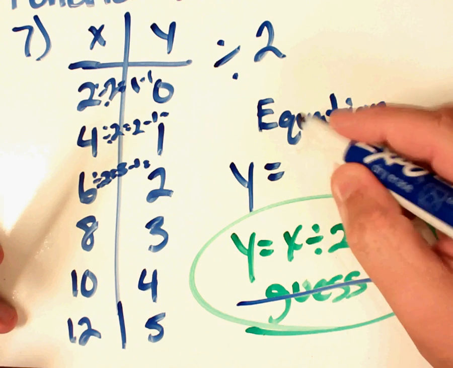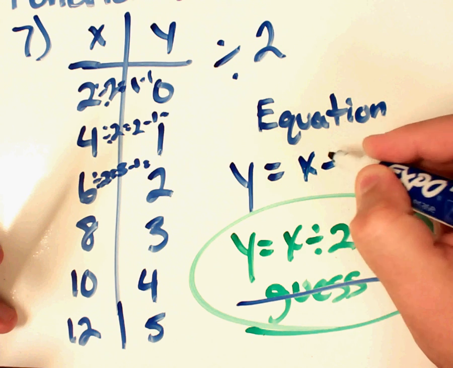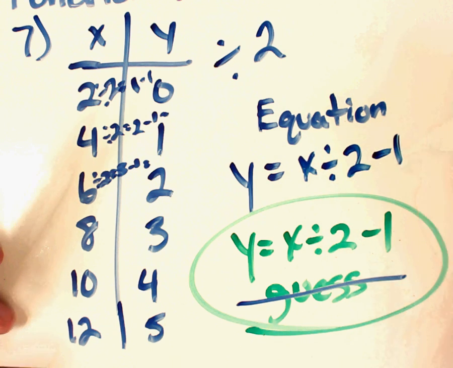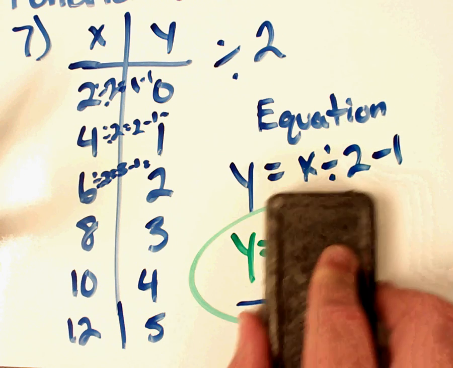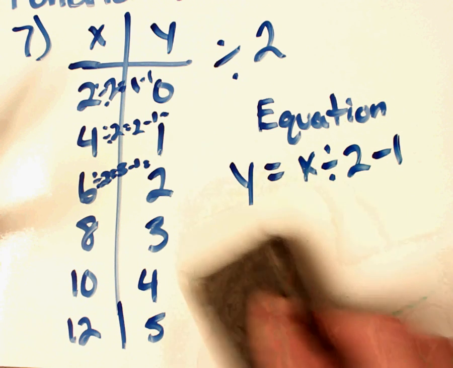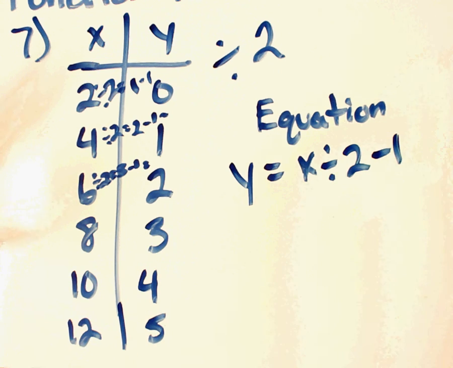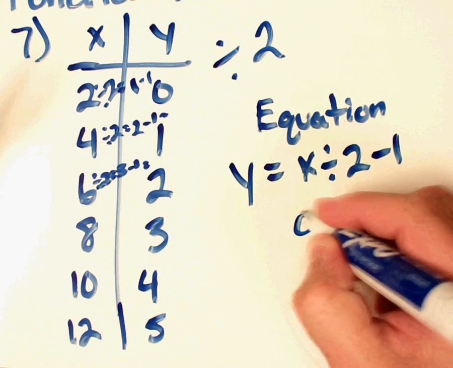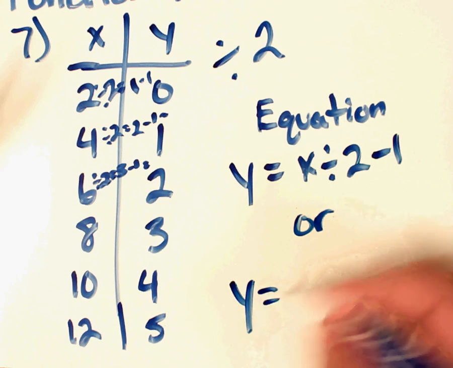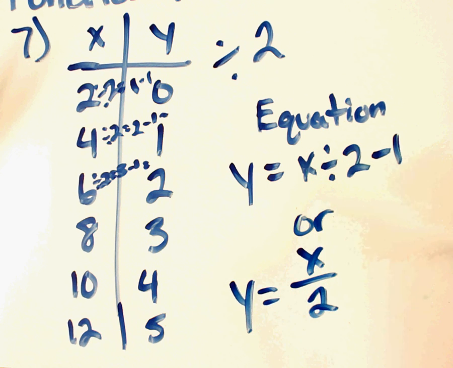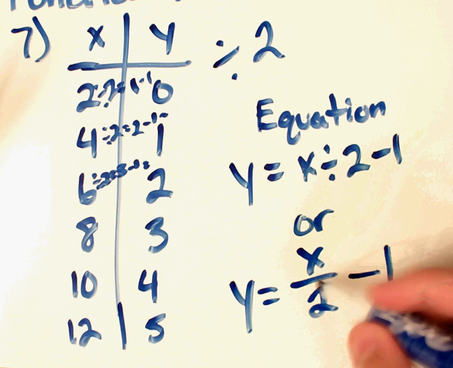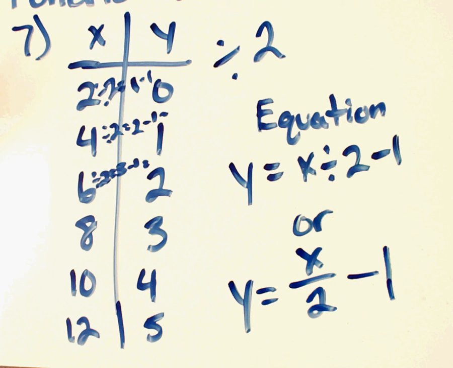So y is going to equal x divided by 2 minus 1. All right, now I had to check it against them all because the pattern wasn't obvious. And for some of these, that's what you're going to have to do. Now, the other way I can write this, and I want to show you this just to be consistent, is x over 2 minus 1. And again, remember x over 2 and x divided by 2, those are the same thing.